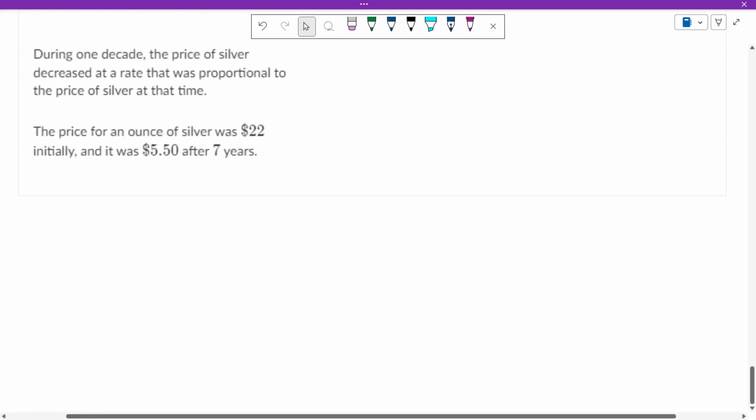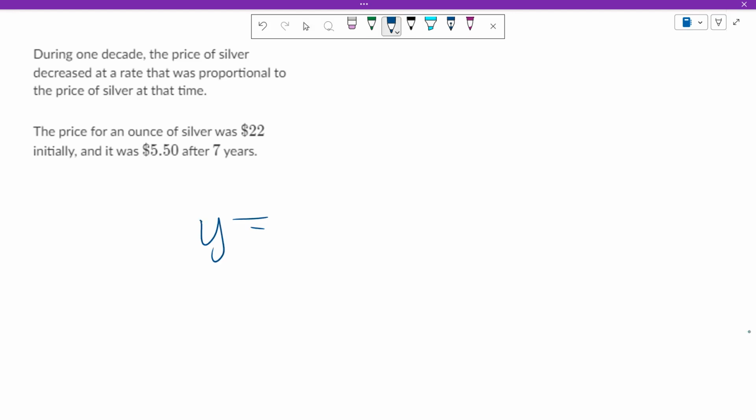During 1 decade, the price of silver decreased at a rate that was proportional to the price of silver at the time. The price of 1 ounce of silver was $22 initially, and it was $5.50 after 7 years. What's this going to be? y equals C e to the kt. What's C? 22 e to the kt.